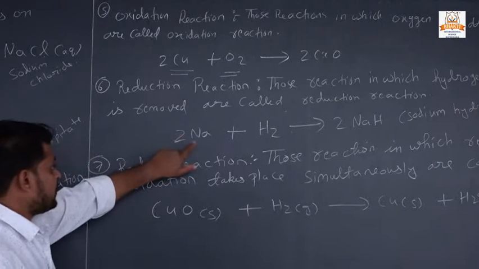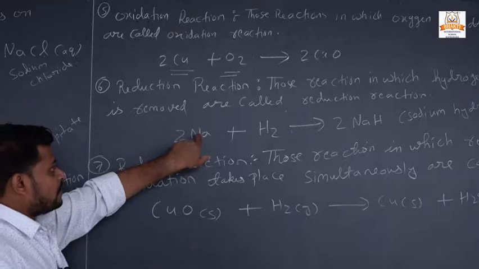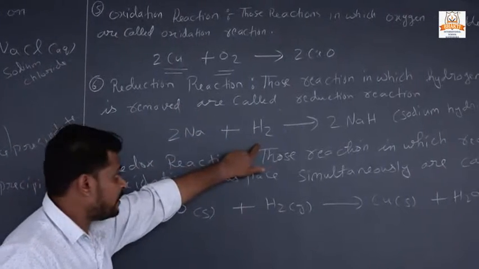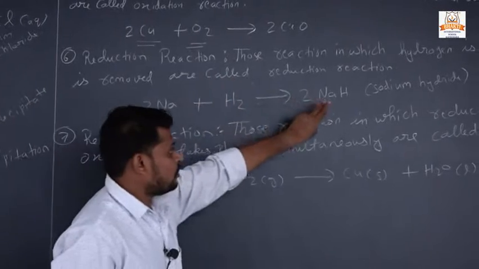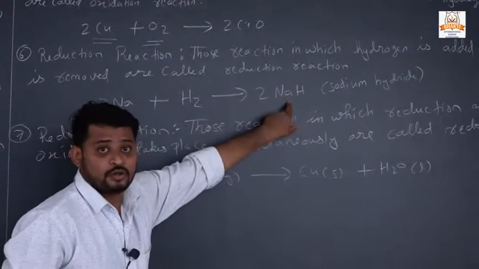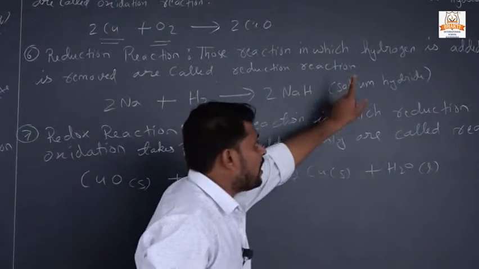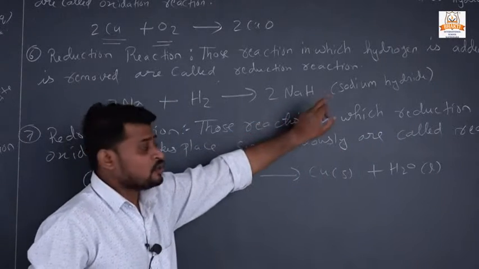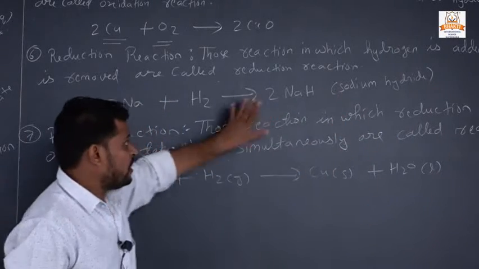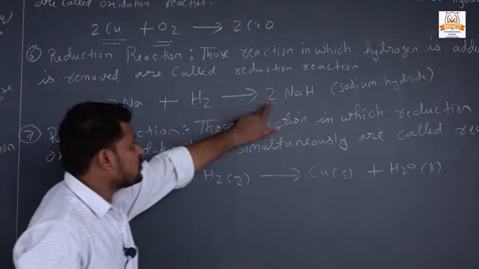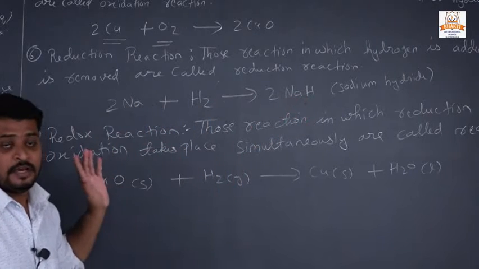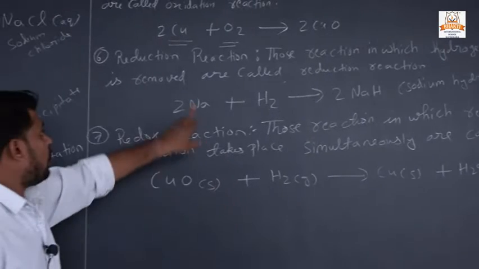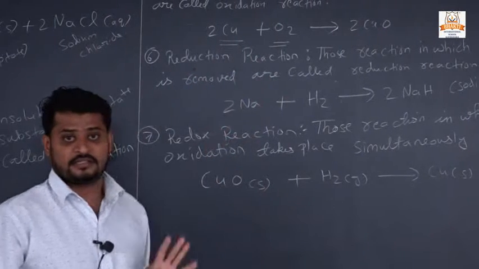See an example. Here I will take sodium. When sodium reacts with hydrogen, what happens? Hydrogen is added to sodium, and it is called sodium hydride. What is the name of NaH? Sodium hydride. So in this reaction, hydrogen is added to sodium. When hydrogen is added to any element, it is called a reduction reaction.